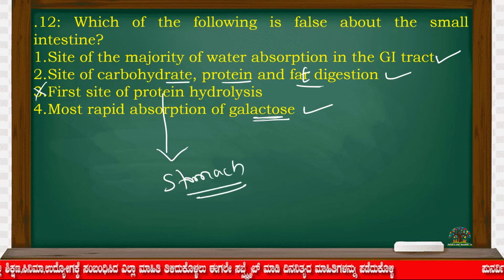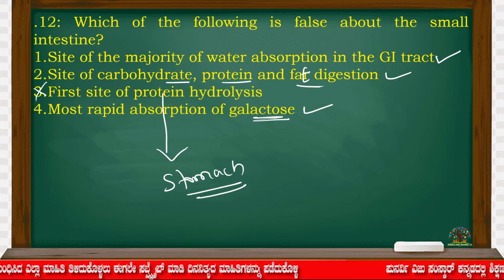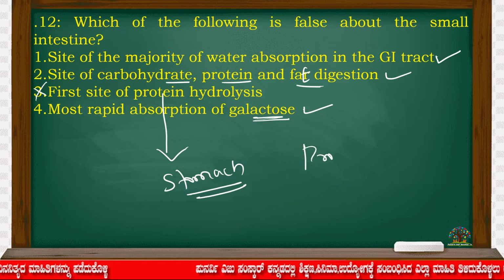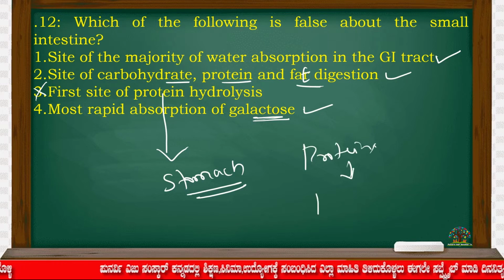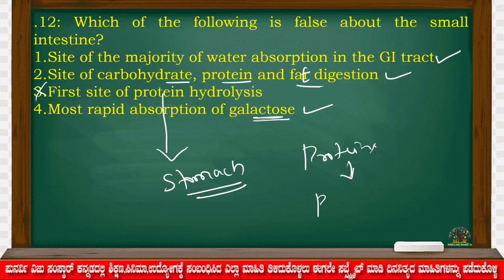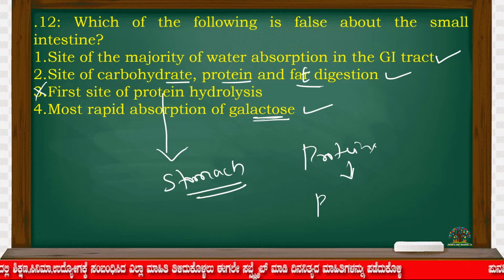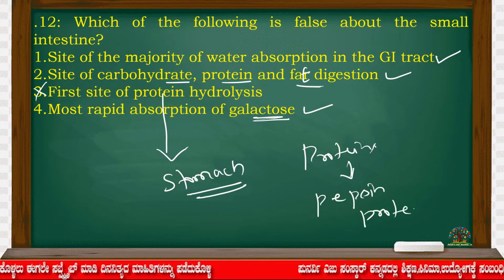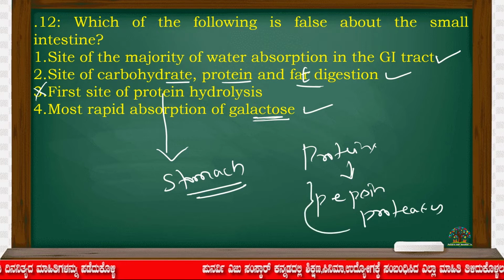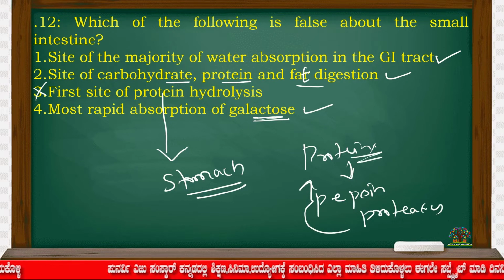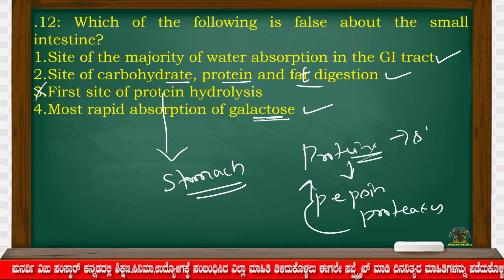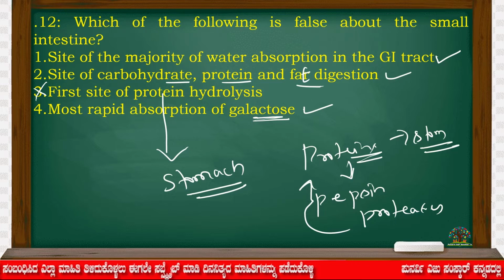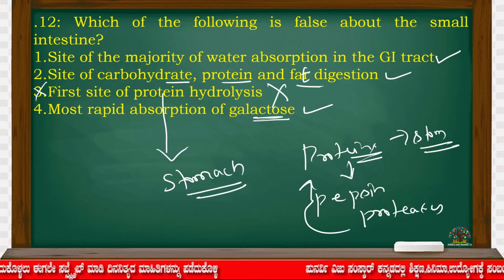Hydrolysis is nothing but the process of breaking down the complex protein into respective components. The proteins are broken down into their respective components by the action of pepsin and proteases. Pepsin and proteases together act upon proteins and break them into smaller components, and this happens in the stomach region, not in the small intestine. So option number 3, which says the first site of protein hydrolysis, is the wrong option for question number 12.